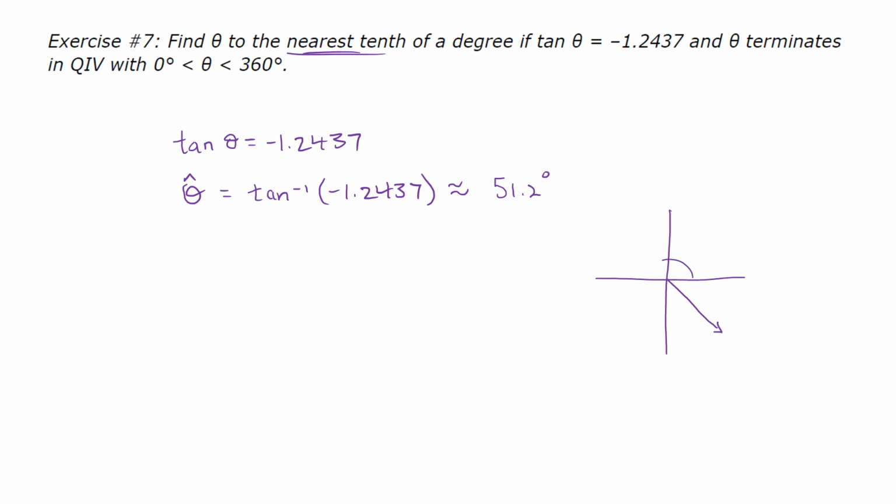So that means, if we were to draw our image, we have an angle that terminates in quadrant 4, between 0 and 360 degrees. Our reference angle is 51.2 degrees. So to find theta, we're going to take 360 degrees minus 51.2 and get 308.8 degrees. Okay, so that's theta that has a reference angle of 51.2.